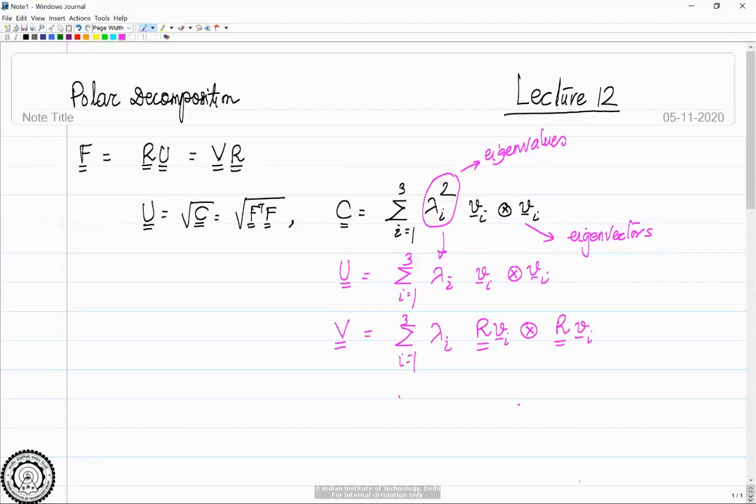And so having done this, let us also try to have some physical intuition of this decomposition, F equal to R into U or V into R. So can you recall your composite deformation? If you have two deformations, F1 and F2, and your F is equal to F2 composite F1, then the total deformation gradient big F was big F2 into big F1. Isn't it?